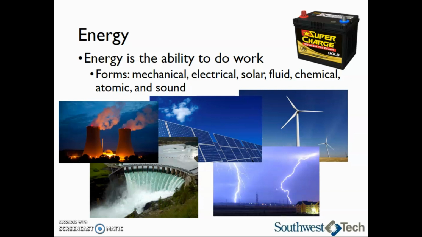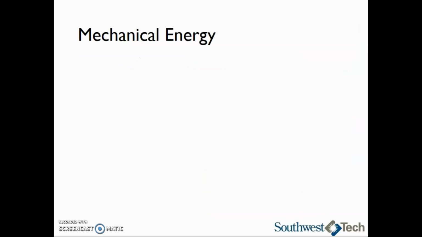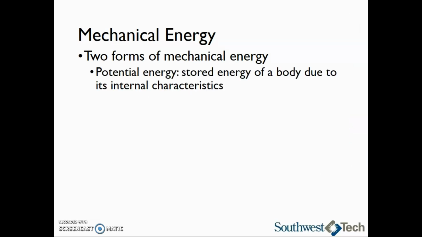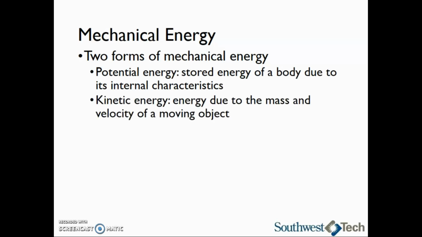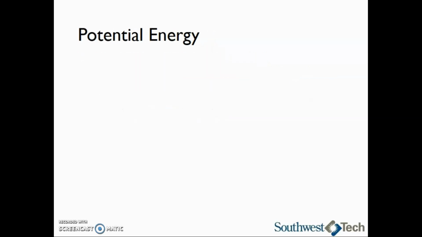In our class, we are going to focus on mechanical energy, which, like I mentioned before, is associated with the motion and position of an object. There are two main forms of mechanical energy that we will take a look at. Potential energy is first. It is the stored energy of a body due to its internal characteristics. Kinetic energy is the other form of mechanical energy. It is the energy due to the mass and velocity of a moving object.